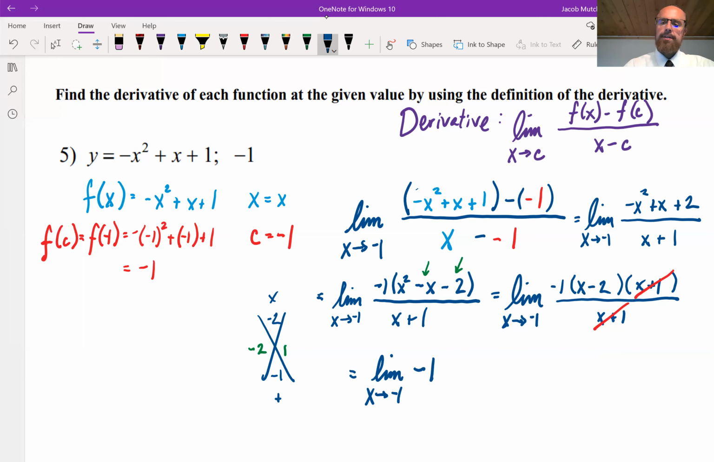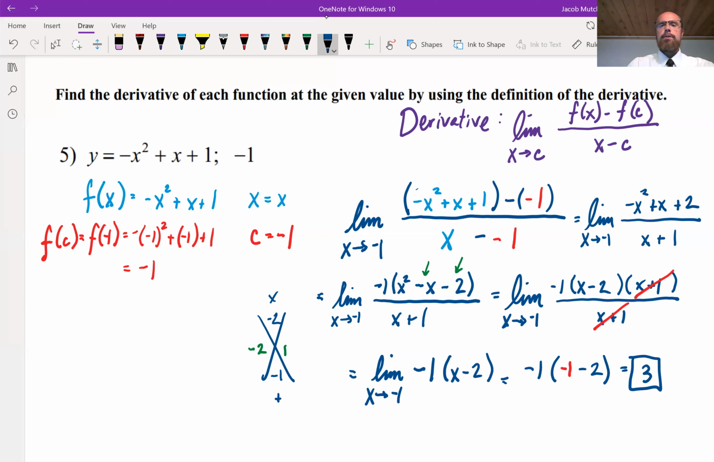My denominator has canceled, so it's now -1 times x minus 2. So no problems here with direct substitution. I'm going to plug in that -1 for x from the limit. And the inside of that fraction, or that parentheses, -1 minus 2 will be -3 times -1 is +3.